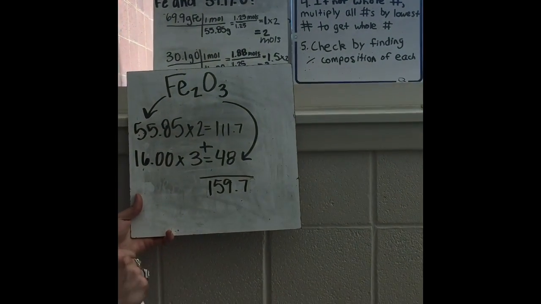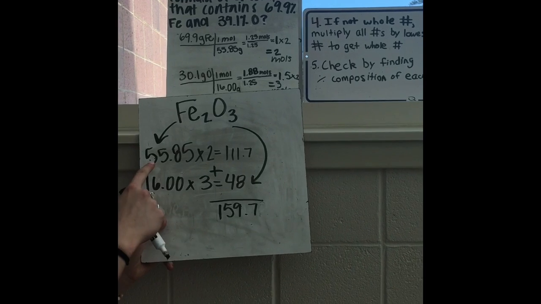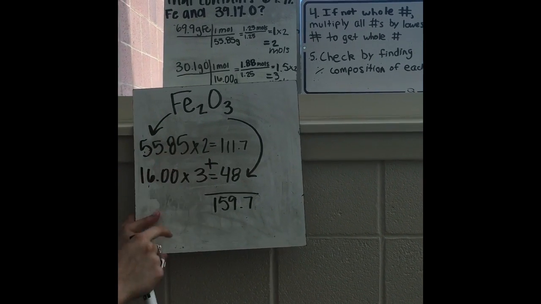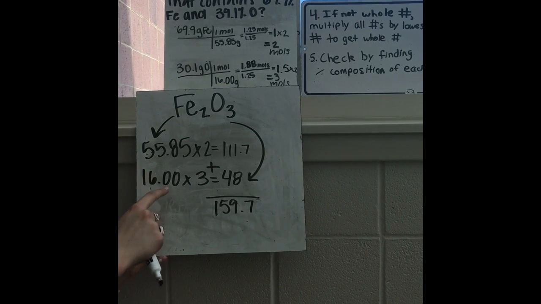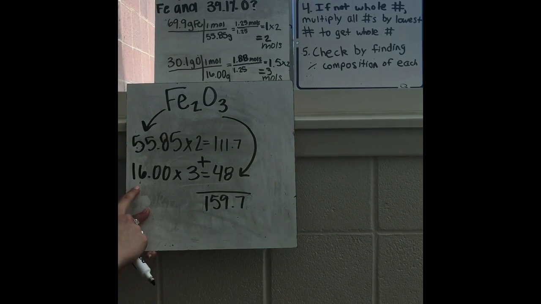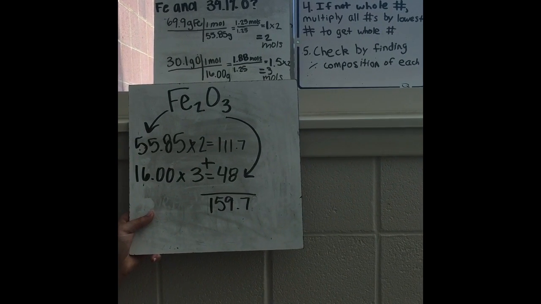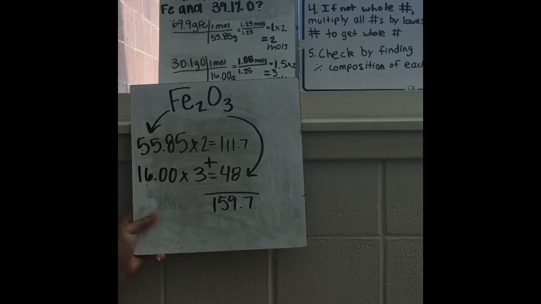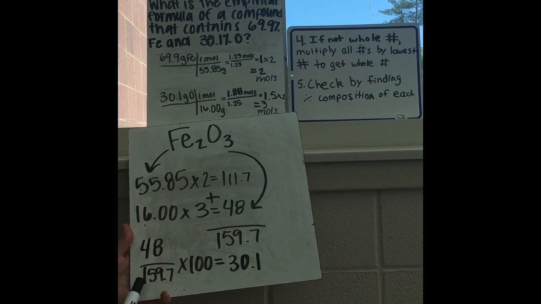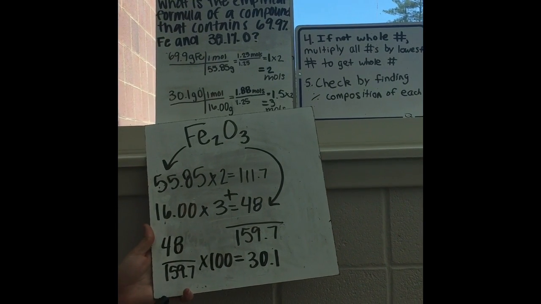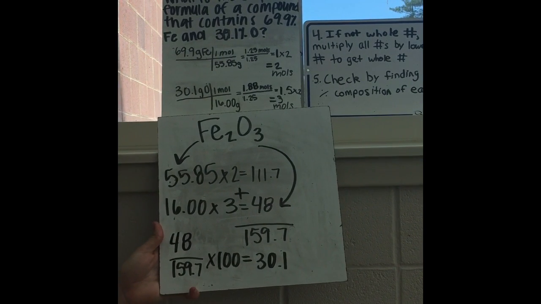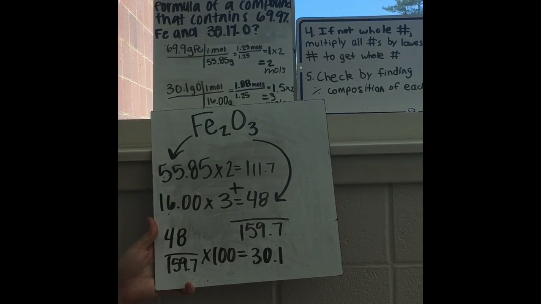For step 5, in finding the percent composition, you use the mass that you have from the periodic table and you multiply it by the number of moles that you got. So for iron, it'd be 55.85 times 2, which is 111.7. And for oxygen, it's 16 times 3 equals 48. Then you add those together and you get 159.7. To find the percent, you then do the element divided by the total that you got. So for oxygen, it'd be 48 divided by 159.7 times 100, which then equals 30.1%, which we started with.